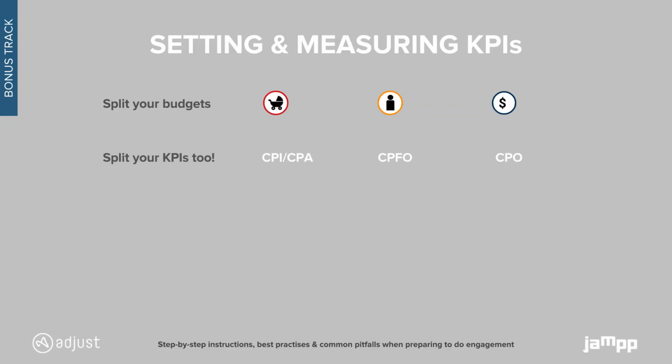You also want to split your KPIs to match each area where you are spending budget. This allows us to optimize your CPA during acquisition, your cost per first order, for example, if you want to measure the number of new customers, and your cost per order, or even return on ad spend, as you try to maximize the value of your repeat customers.